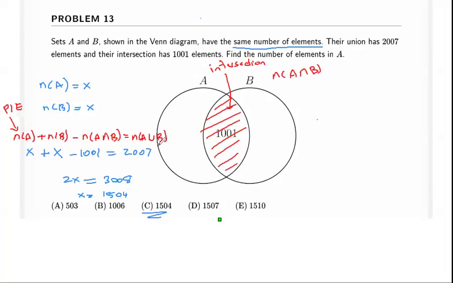PIE means the principle of inclusion and exclusion. If you have two events, in this case we have A and B, like two sets, then we have n(A) plus n(B) minus n(A intersection B), because that middle region was counted twice, so we have to fix the overcounting by subtracting the intersection, and that will be equal to the number of elements in either set. Okay, so that was a union.